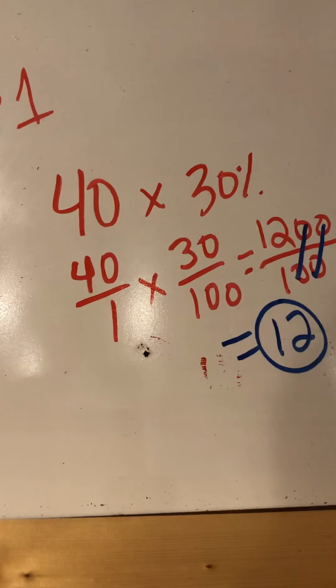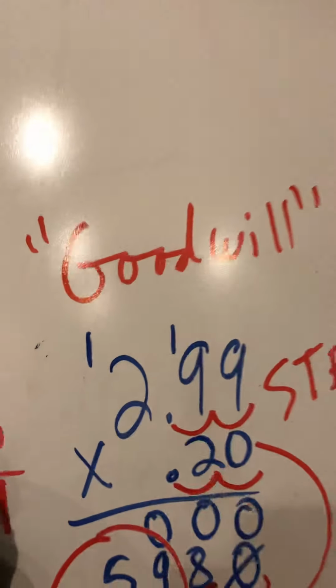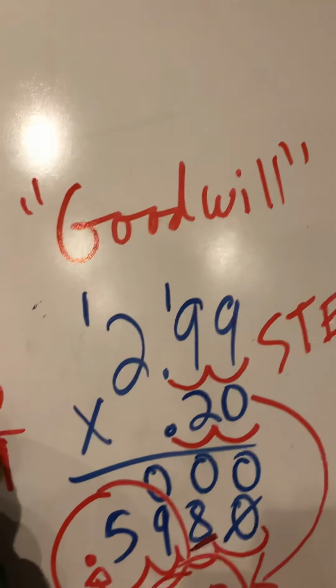If we were talking about a discount, then you would take it one step further and subtract. But if it's not, then you just stay with your step 1. Okay, remember, magic word for today is Goodwill.